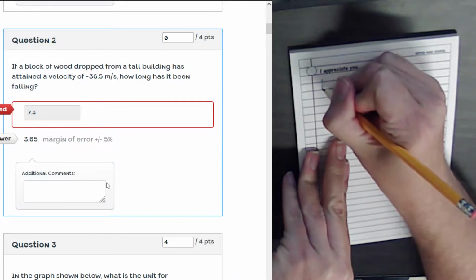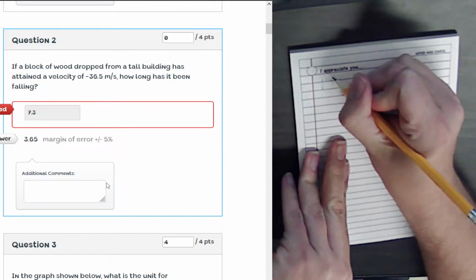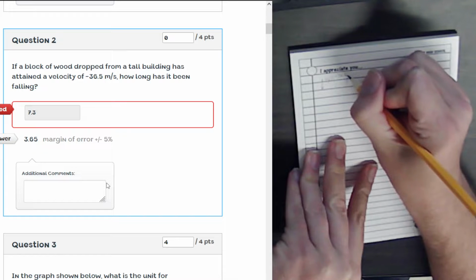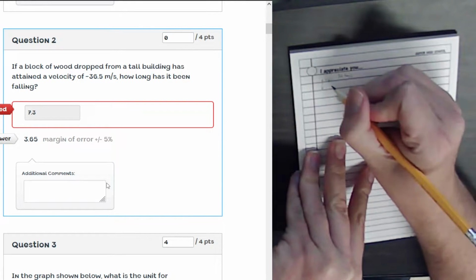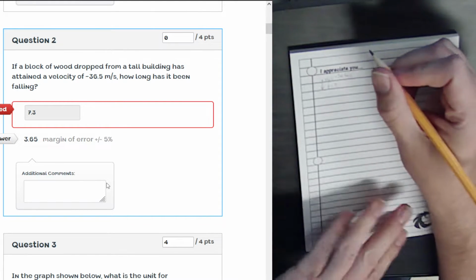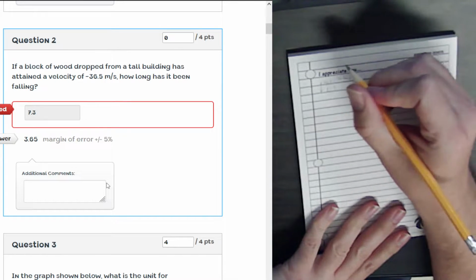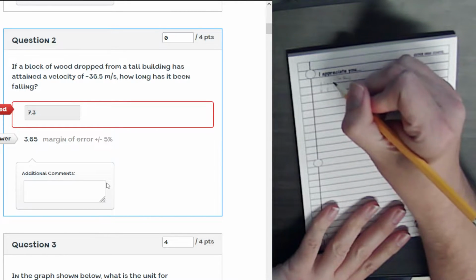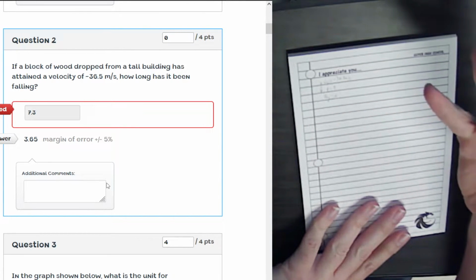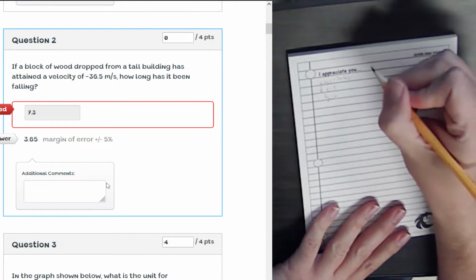So it just starts at the top and it falls down. It says it has an initial velocity, this would be in the y direction because it's falling down, of negative 36.5 meters per second. And it wants to know the time that it's been falling. So, if it's dropped, oh, sorry, this is not initial velocity, this is final velocity. If it's dropped, its initial velocity is 0 because it's dropped, right? It's not thrown down.